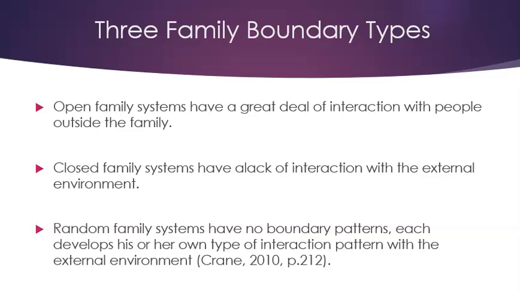In the readings, there was discussion about 3 family boundary types. One is an open family, that there's a great deal of interaction with people outside the family. One is a closed family system that has a lack of interaction with the external environment. Then there's random family systems. There are no boundary patterns. Each develops his or her own type of interaction pattern with the external environment.